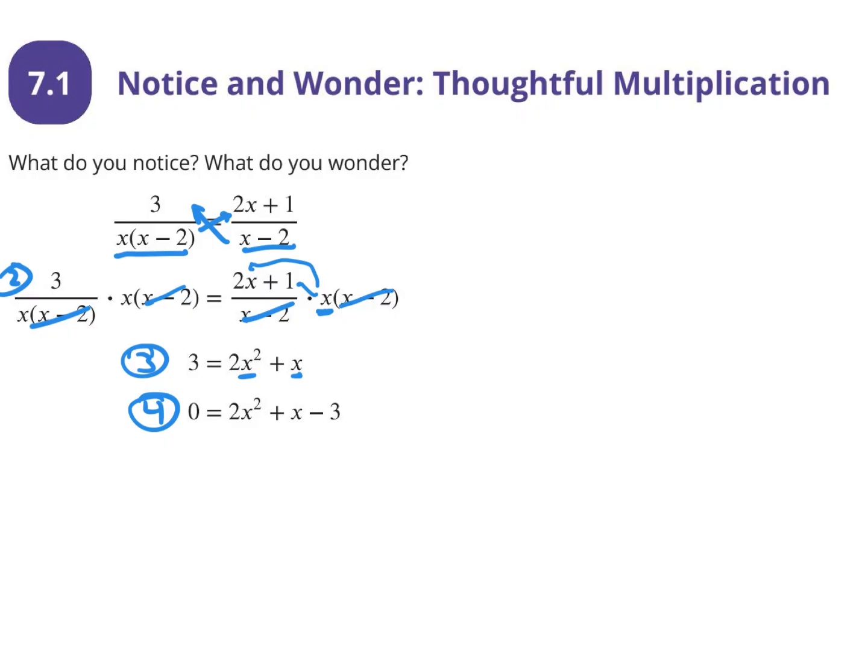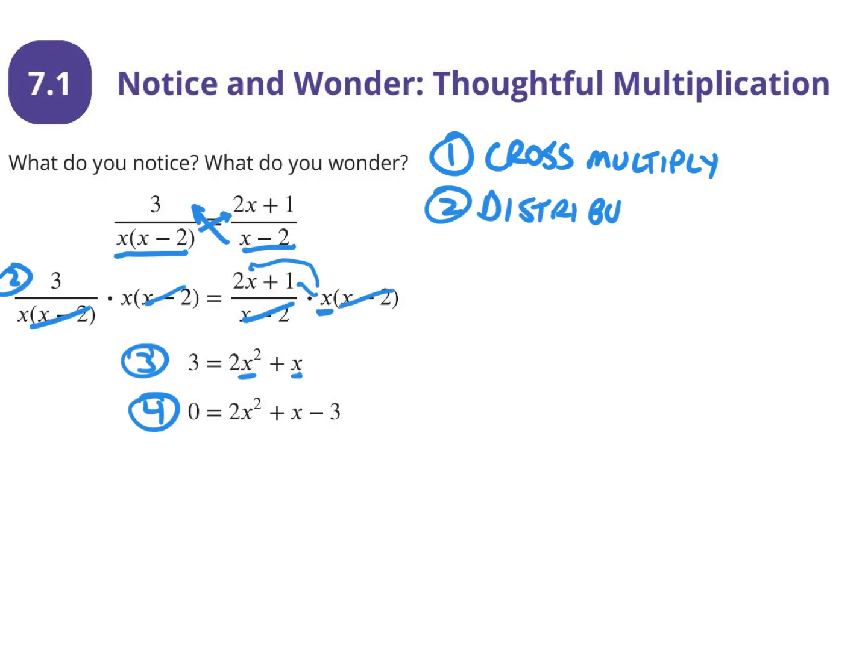We're not asking you to solve it. We're asking you to notice the steps. So, 1, we cross multiply or butterfly to get rid of the denominators. Anytime you have a denominator, cross multiply. 2, you have to distribute and simplify. And then 3, we solve for x.